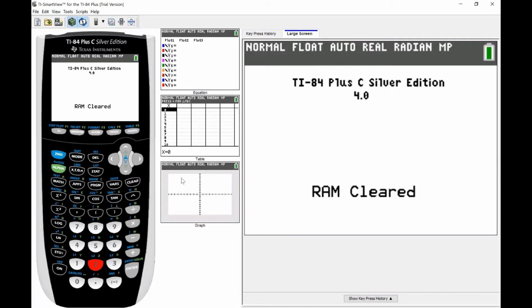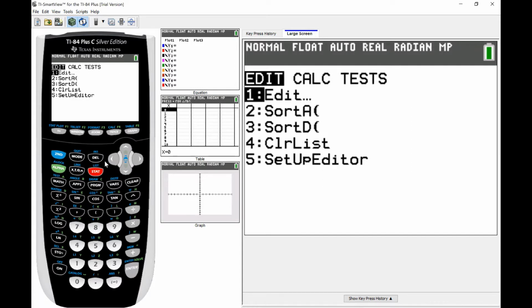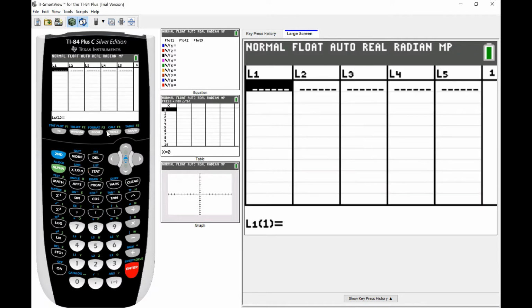When I'm using my TI 83 or 84 calculator to perform a regression, I need to enter my data into the calculator. To do that, I'm going to click on this button right here, Stat, and then I'm going to click Edit. That's number one. I'm going to enter all my X values into L1, list 1, and all of my Y values into L2, which stands for list 2.